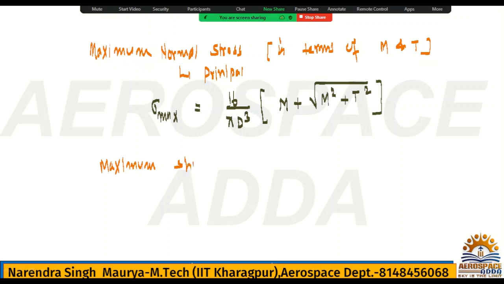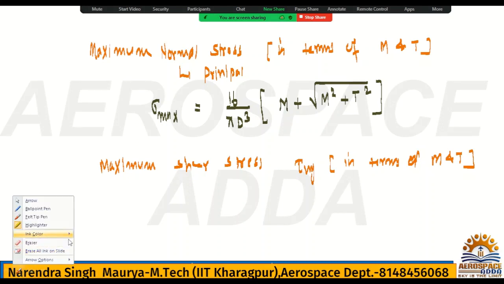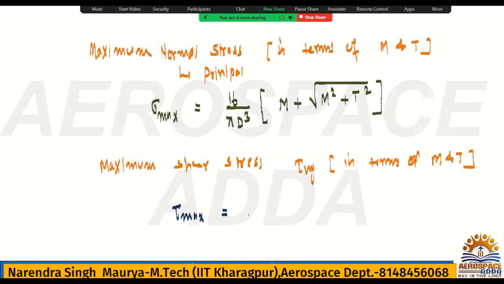Similarly, you can write maximum shear stress here. This is nothing but tau xy, and it is also in terms of M and T. So what is the tau max? Tau max is equal to 16 divided by pi d cube times the square root of M square plus T square.